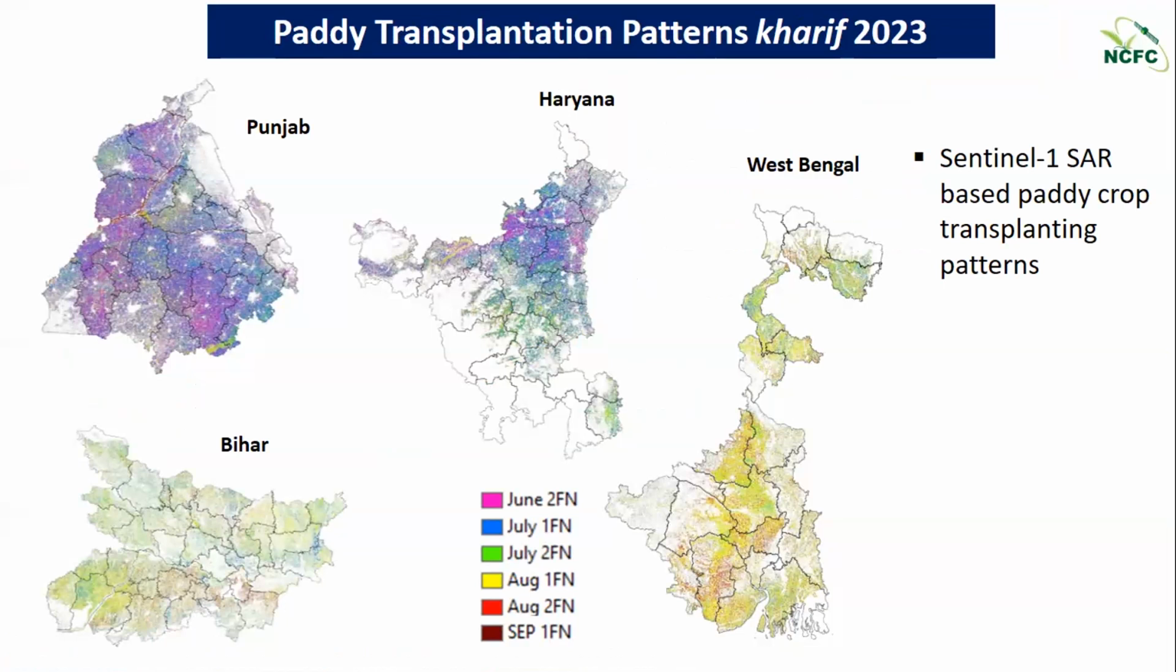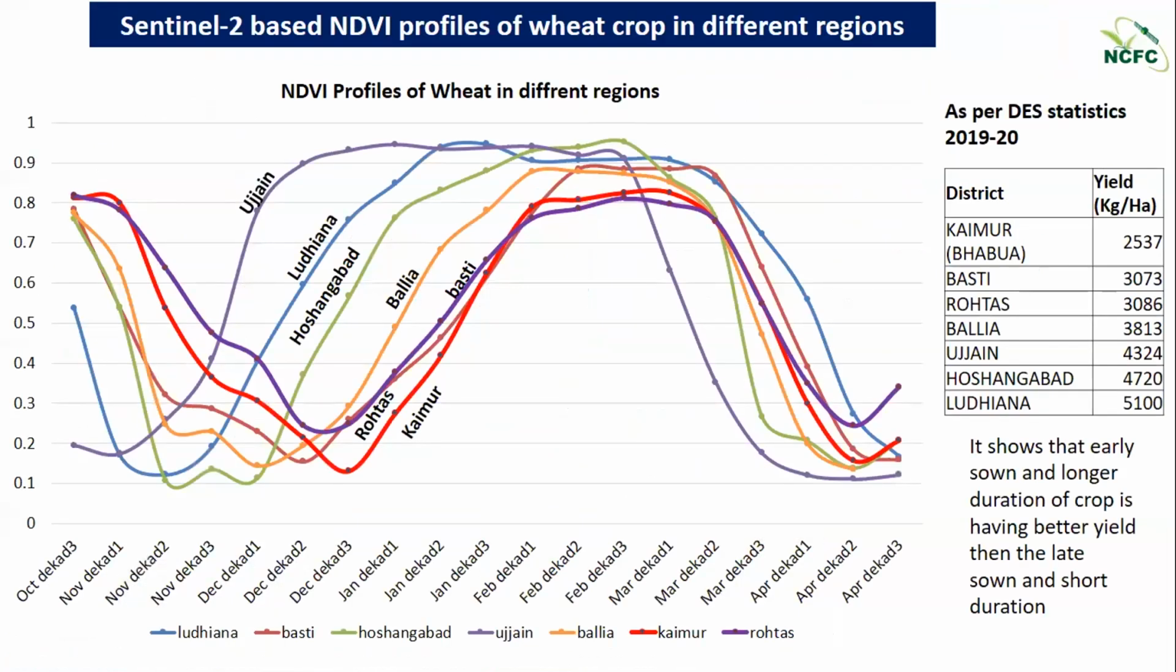Okay, what are the late sowing areas, early sowing areas, and how much area the company. As you can see here, you can see the wheat profile. In Ujjain, the earliest sowing has been done and the latest in Bihar. But you see the harvesting window is very small, but the sowing window is very high.